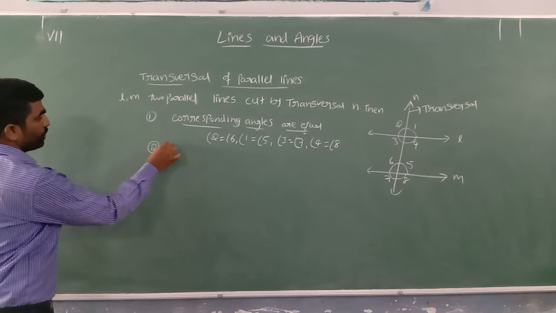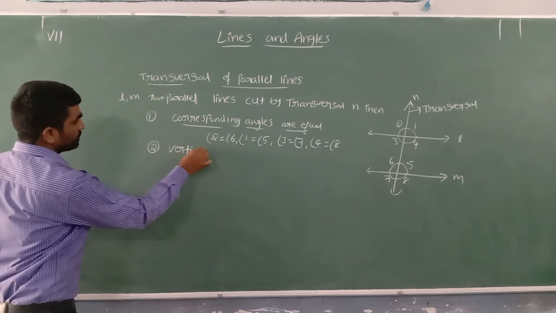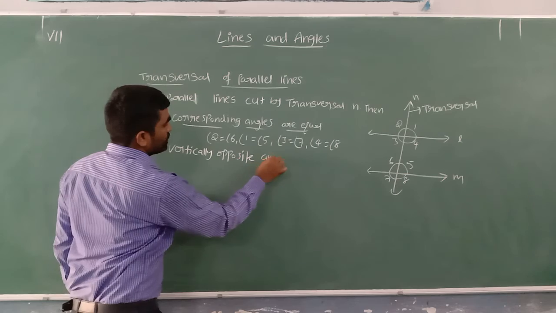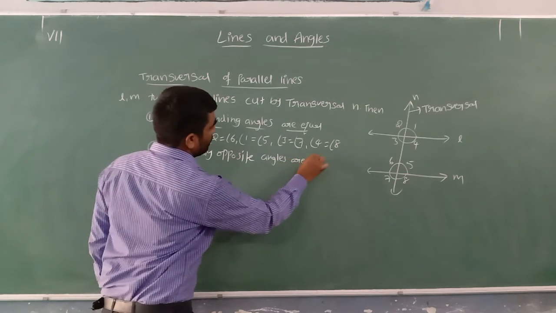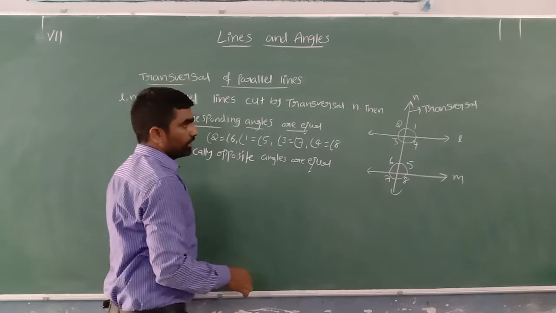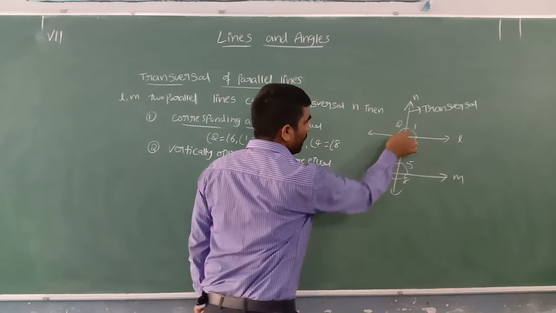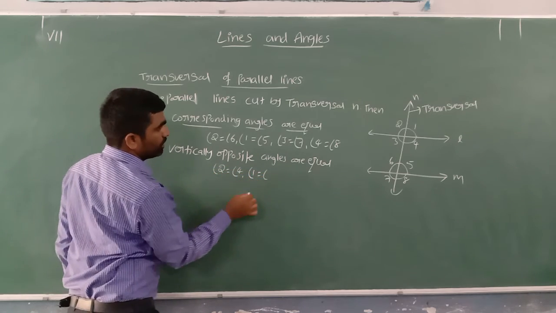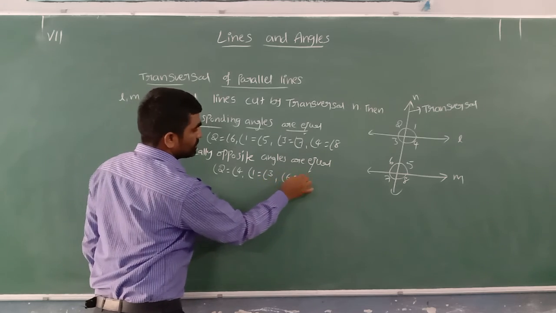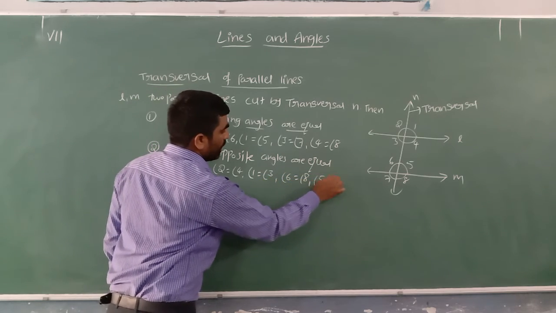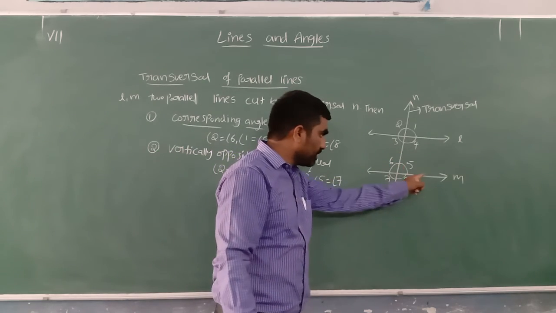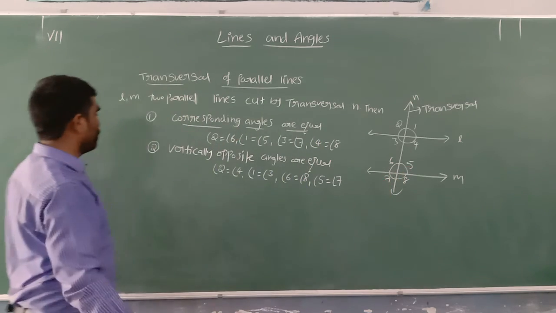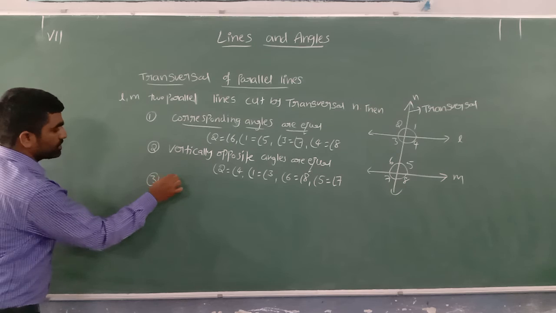Now next we can see that vertically opposite angles are equal. Tell me, what are vertically opposite angles? Angle 2 is equal to angle 4, angle 1 is equal to angle 3. Similarly, angle 6 is equal to angle 8, angle 5 is equal to angle 7. When two lines intersect, the angles formed opposite each other are called vertically opposite angles. They are always equal.